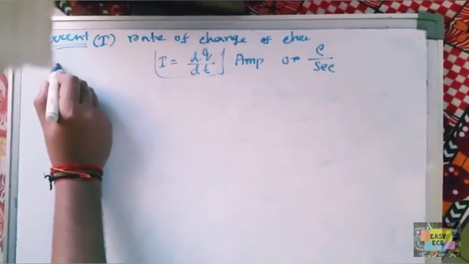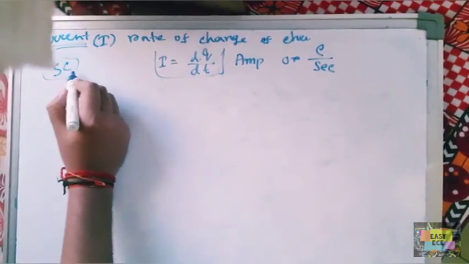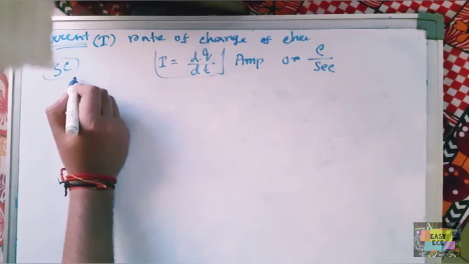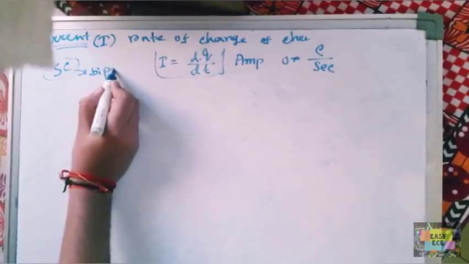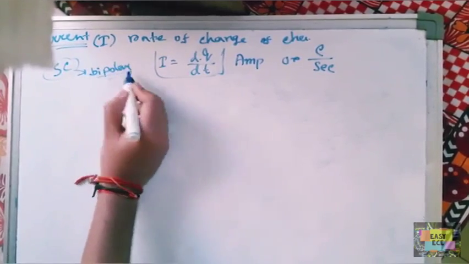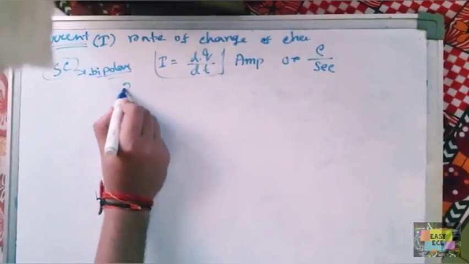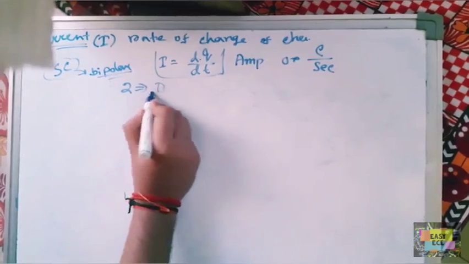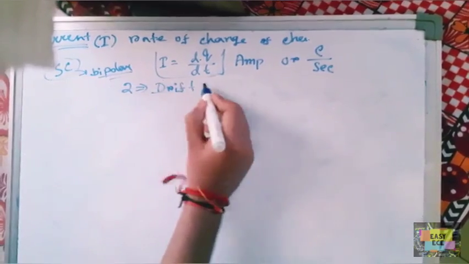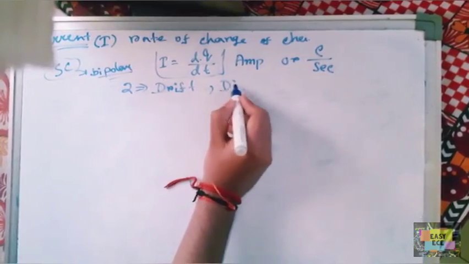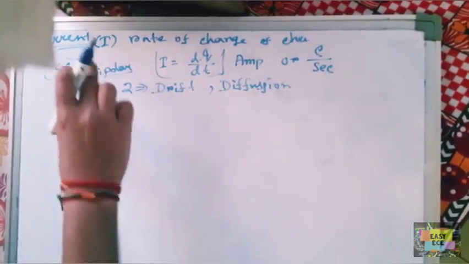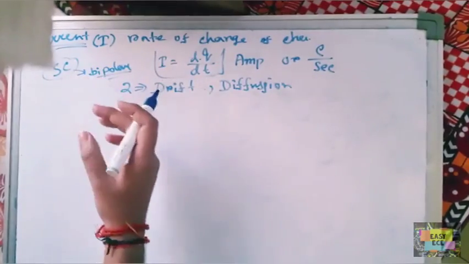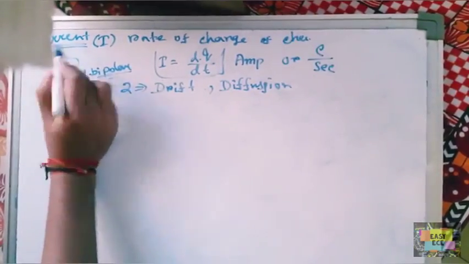Now in semiconductor, you need to remember this point: in semiconductor there is a bipolar current. And in semiconductor, there are two types of current, that is drift current and diffusion current. So this is a small part of this. You need to remember, for electronics, what is current.